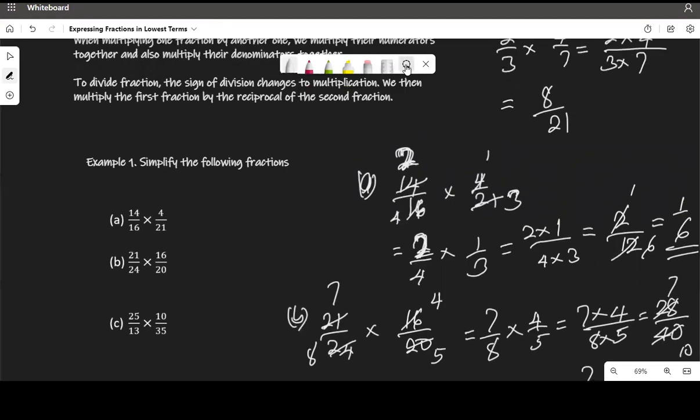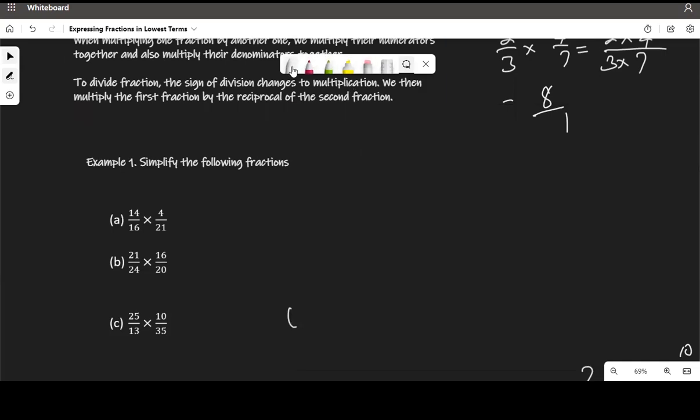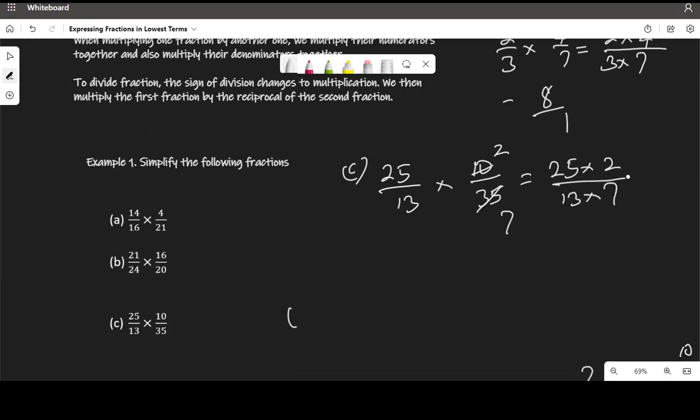And the last one, let's clear this board so we have space to work the remaining one. So for the last one, that is question C. I have 25 over 13 multiplied by 10 over 35. Let's reduce this fraction. 5 into 35 is 7, 5 into 10 is 2. So that will be 25 times 2 over 13 times 7, which is 50 over 13 times 7. That should be 91. 91, I said 91 and I wrote 90.